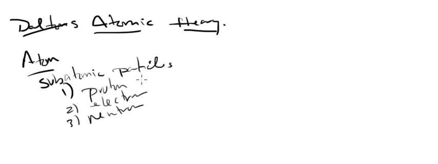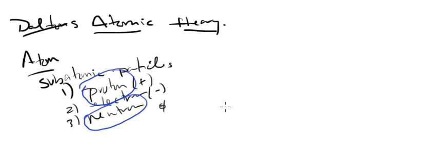The proton is positively charged, the electron is negatively charged, and the neutron has no charge at all. What's also important to know is that the proton and the neutron, not the electron, are in the nucleus of the atom. So I guess I can draw this out for you.